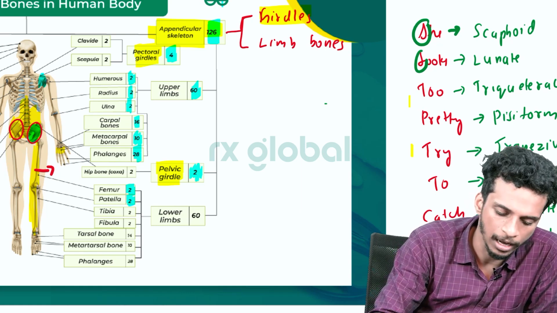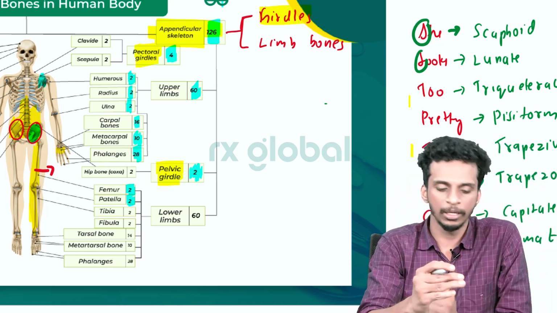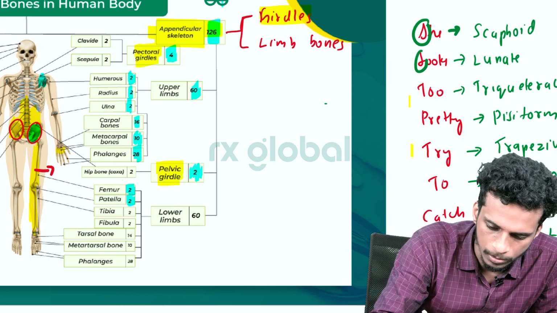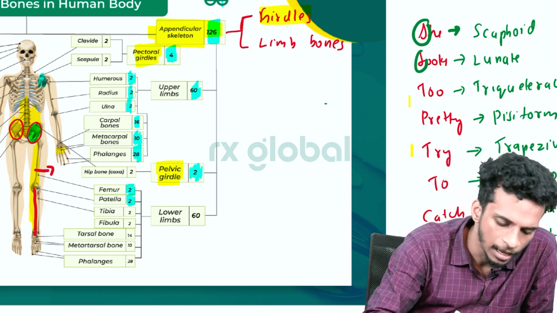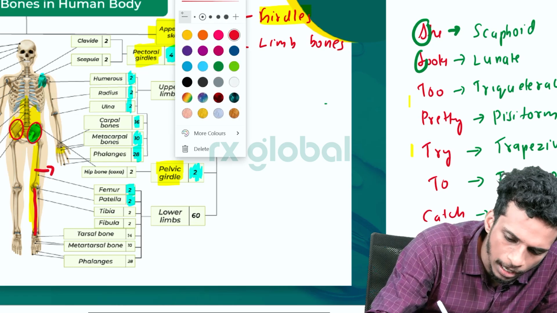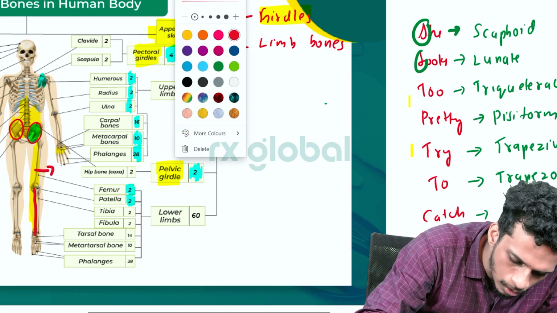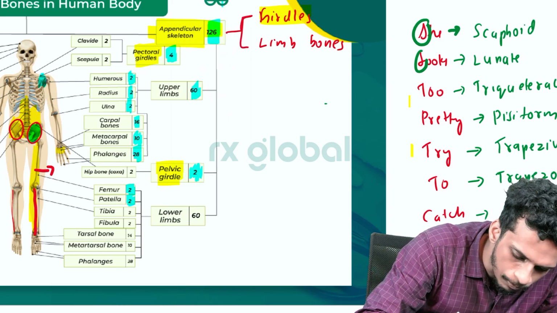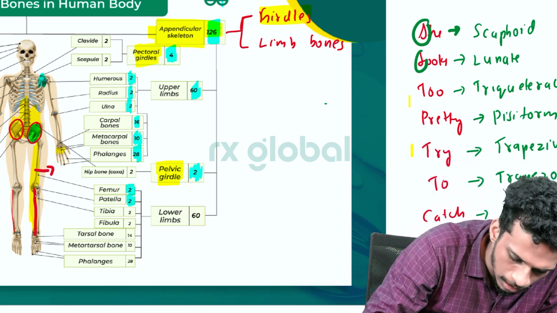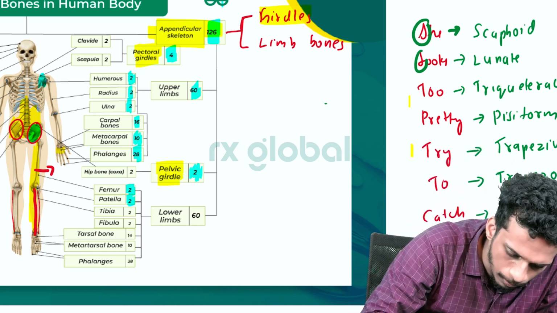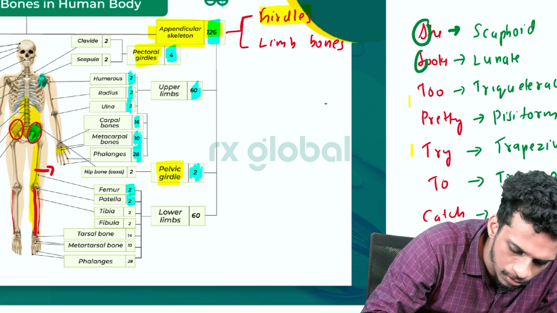Then I have got the tibia. I have told you that the medial bone of the limb is called the tibia, and the lateral bone, the small bone, is called the fibula. The medial big bone is called the tibia, and the lateral one is called the fibula. So here, this large one is tibia, and this is fibula.